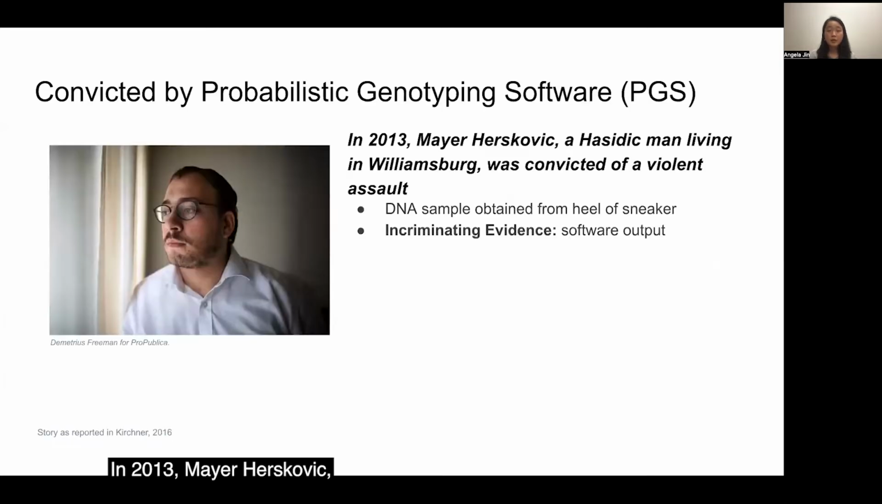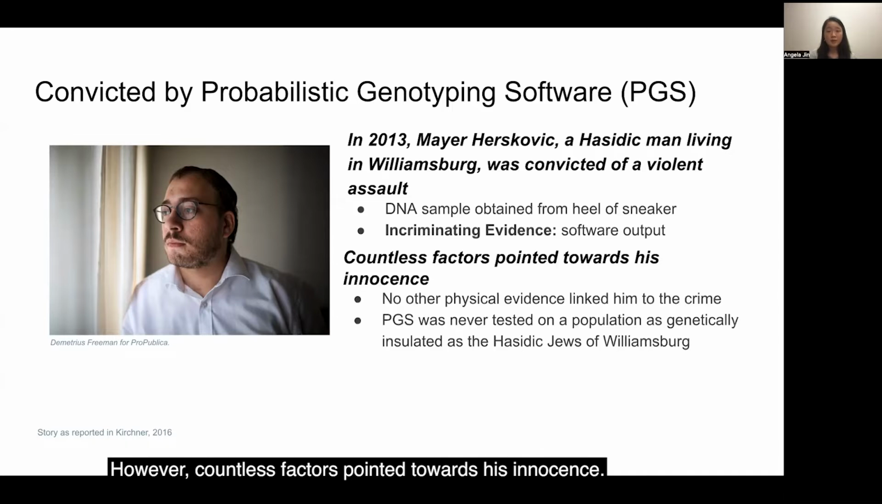In 2013, Mayor Herskevik, a Hasidic man living in Williamsburg, was convicted of a violent assault. The forensic lab involved in this case used a probabilistic genotyping software, or PGS, to analyze a DNA sample obtained from the victim's sneaker. The software's output concluded that DNA found in the sample likely belonged to Herskevik, and this incriminating evidence played a pivotal role in his conviction.